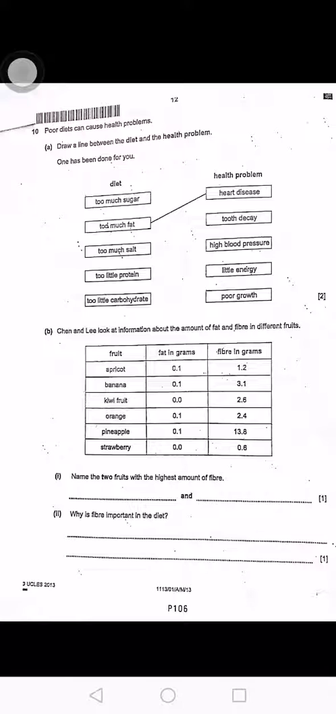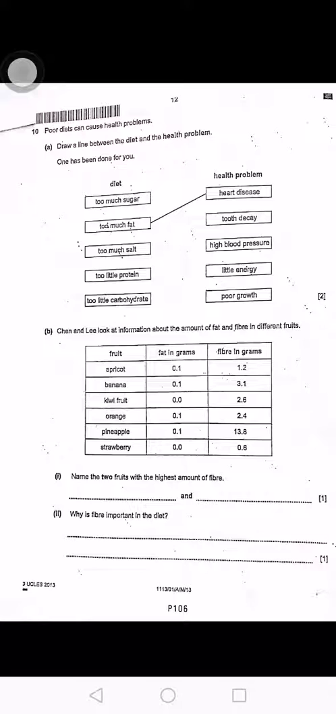Too much fat, heart diseases. Too much salt, high blood pressure. Too little protein, poor growth. Too little carbohydrates, little energy. And write study on it. Study this question, please.